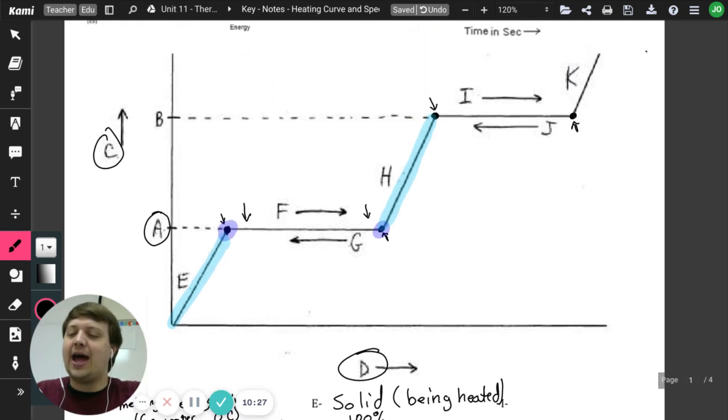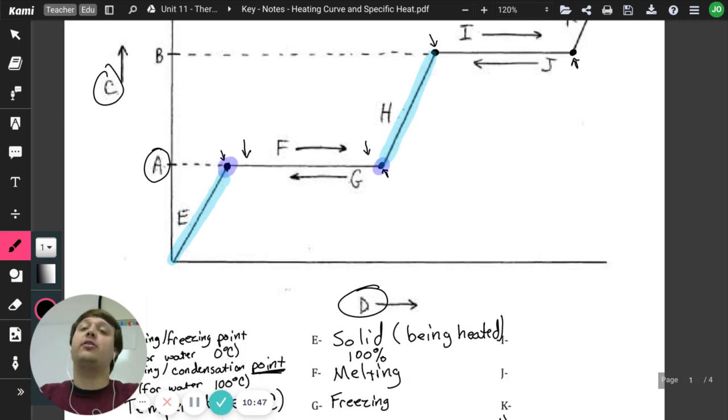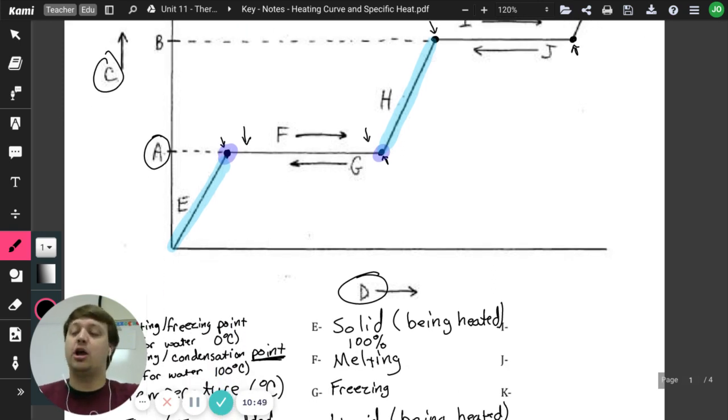Next, I have I. I represents another phase change. So again, we have passed the solid. We're currently at liquid, but now we're trying to go past liquid. We know that if I continue to add more energy to a liquid, what happens? Well, the phase change begins to occur. It starts to turn into a gas. What do we call that? Well, we call that boiling.